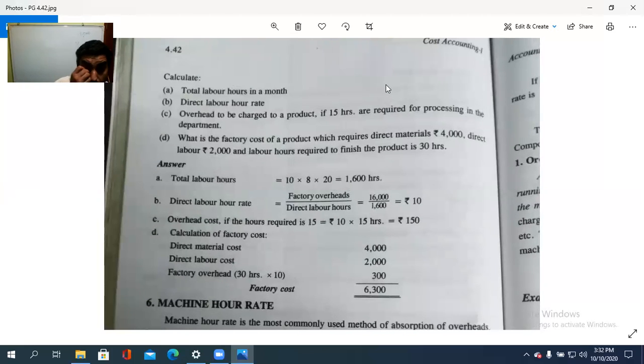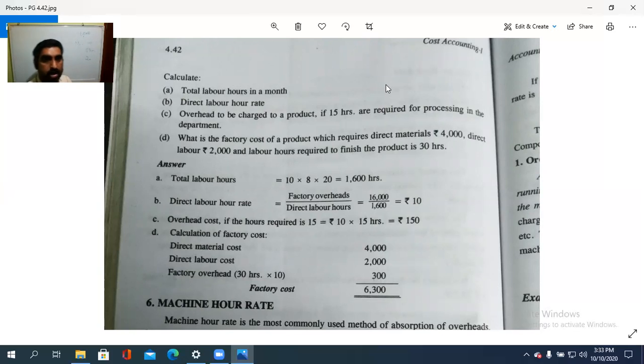Calculate total labor hours in a month, direct labor hour rate, overhead to be charged to a product if 15 hours are required for processing in the department, and what is the factory cost of a product which requires direct material 4,000, direct labor 2,000 and direct labor hours required to finish the product is 30 hours.